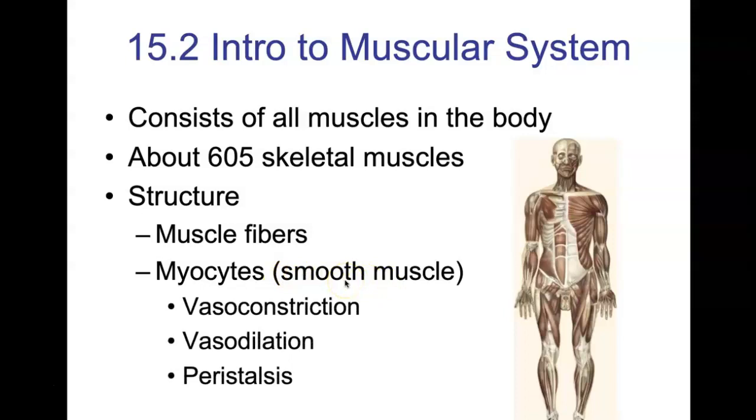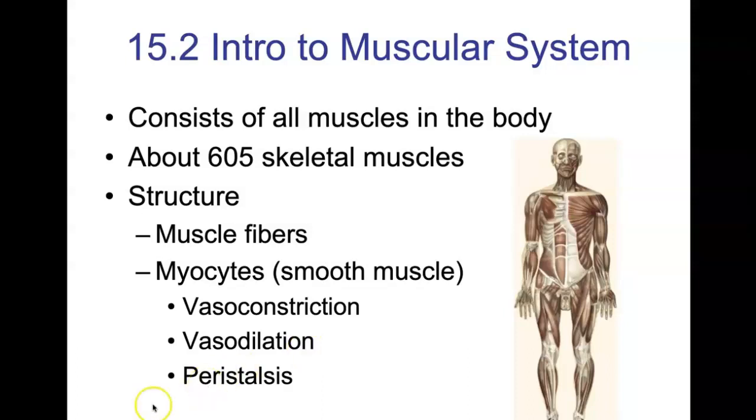When we talk about myocytes or smooth muscle tissue, the muscle enables various types of movement. The ones that we see here would be vasoconstriction, vasodilation. We'll learn about this when we get to the cardiovascular system. Our blood vessels are lined with smooth muscle, and vasoconstriction, to constrict, means that you make the vessel smaller, and this is very useful in regulating blood pressure.